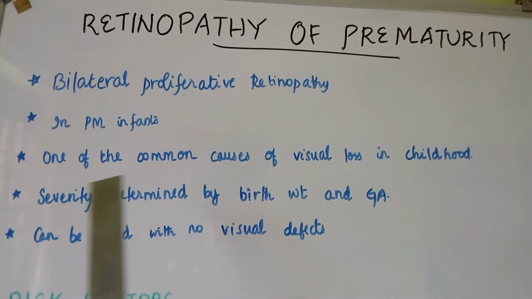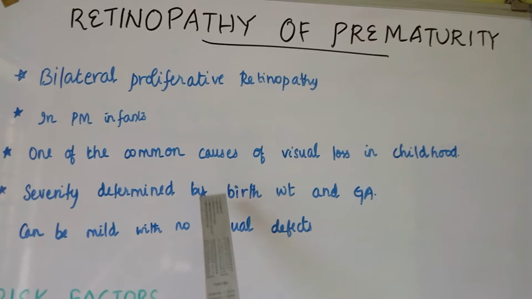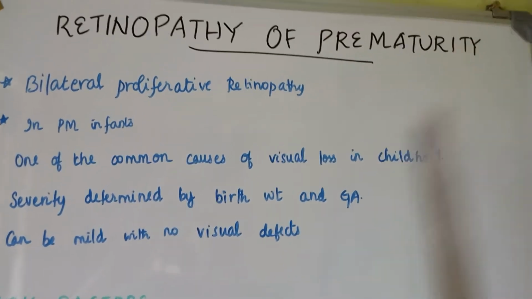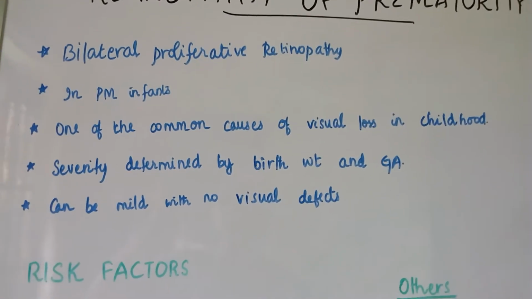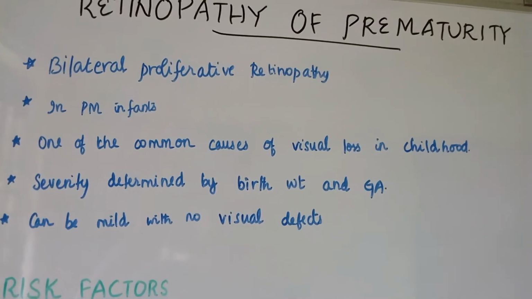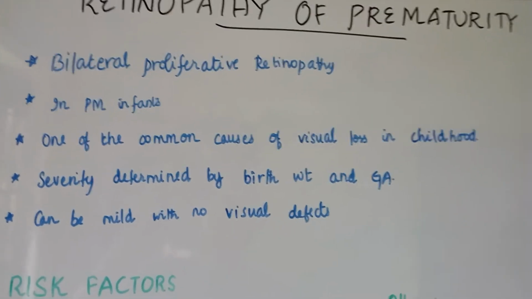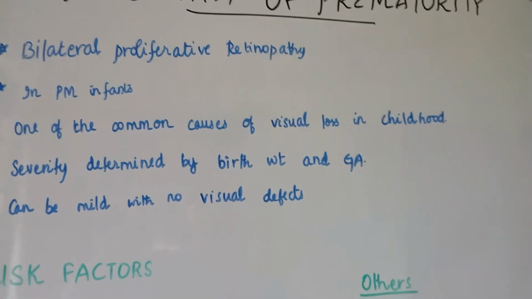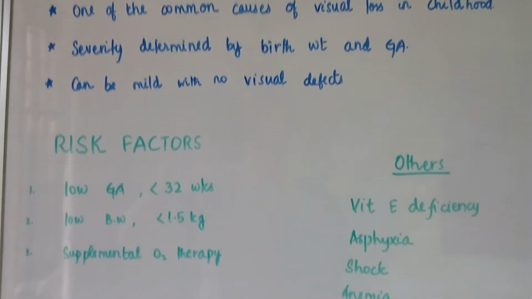The severity of the disease is determined by the birth weight and the gestational age at which the infant is born. So it can be mild with no visual defects, or it can cause complications such as retinal detachment and cause blindness. Now there are risk factors.